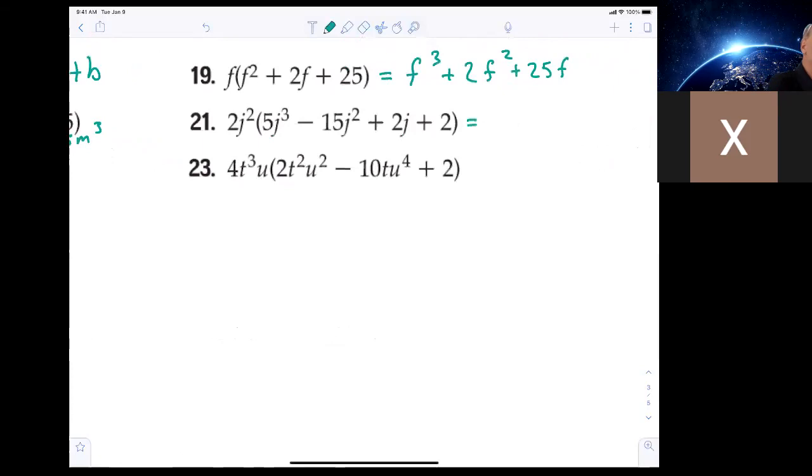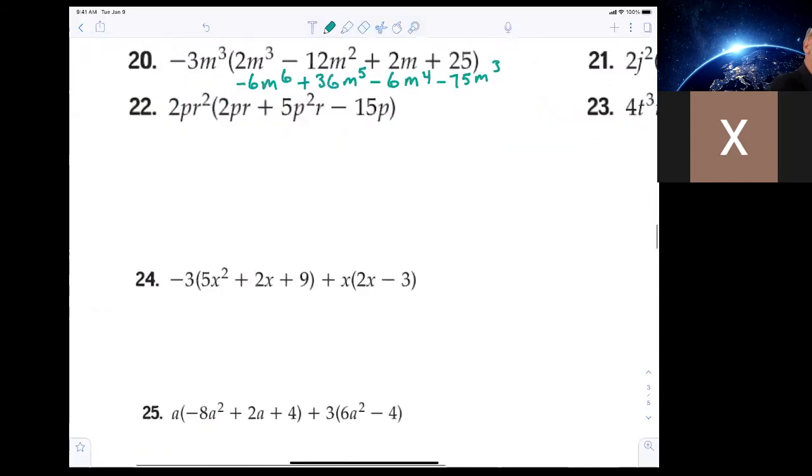So it's 10j to the 5th minus 30 minus 30j to the 4th plus 4j to the 3rd and plus 4j squared. All right, Mr. Caruso, go.